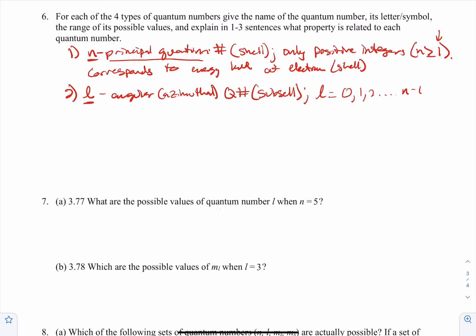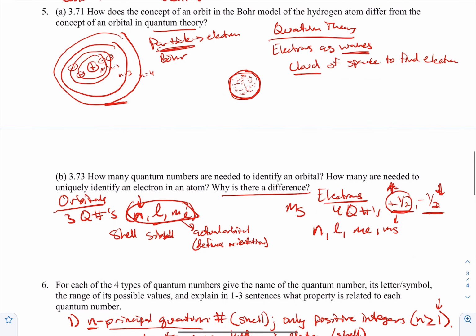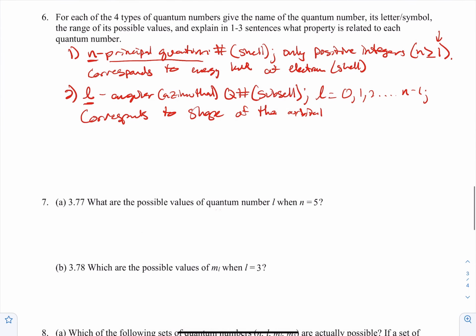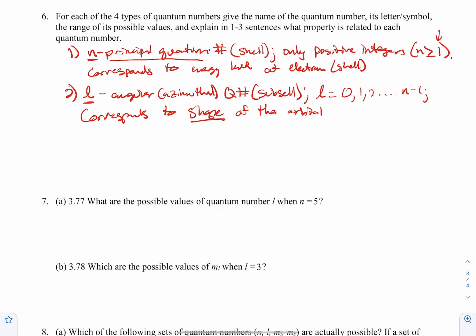And this corresponds to the shape of the orbital. Remember earlier I was saying that this orbital up here was what we called an S orbital. That's because it's found in the S subshell. So we have energy level, we've got shape, and then 3, we've got what's called m sub L.